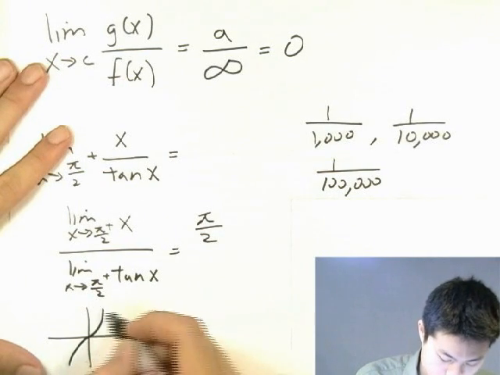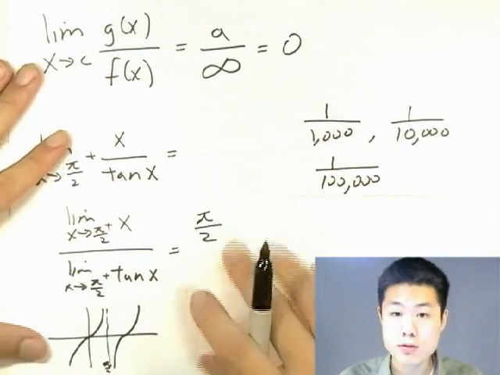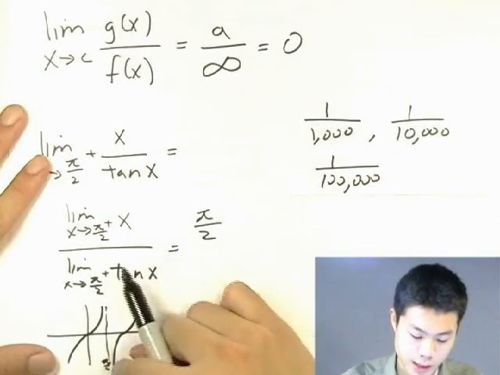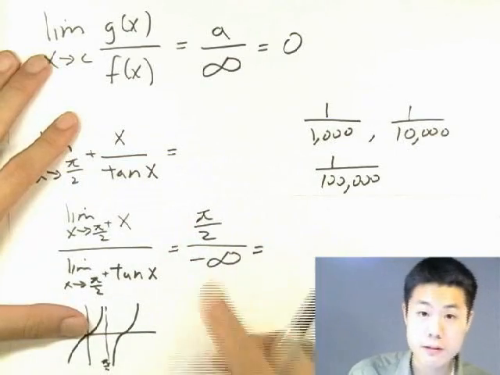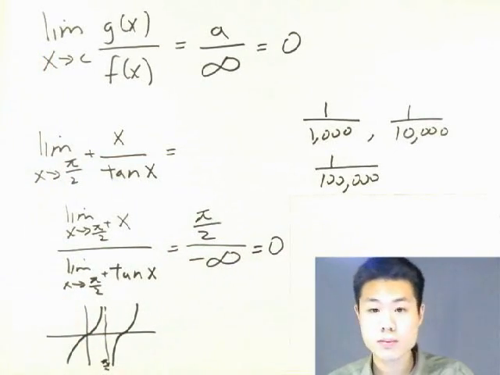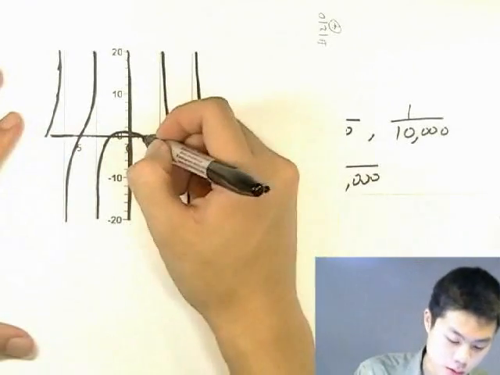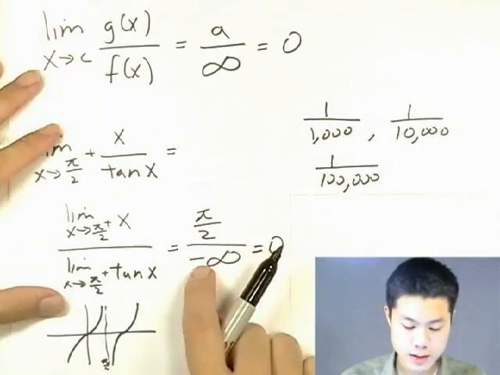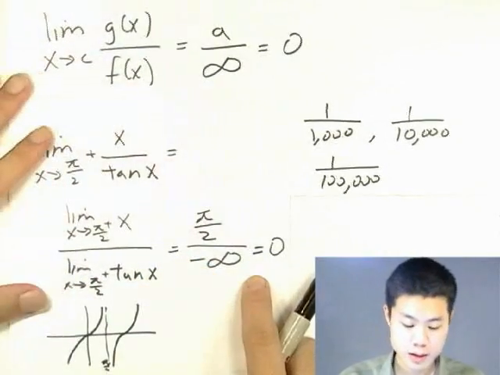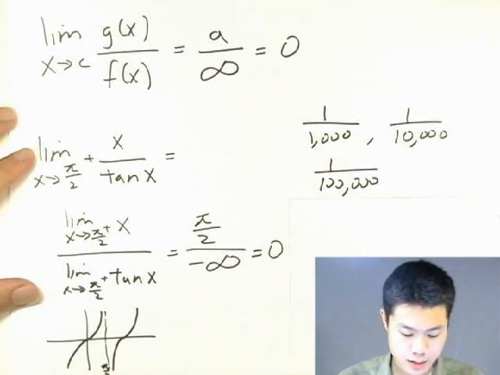So tangent is like this, and you have pi over 2 here. If we take the right hand limit, that means you're coming from the right, so we go down to negative infinity. Well then, in this case, you have infinity in the bottom, so it's going to go to 0. If you take a look at the graph here, that's the case. We're going to 0. This is pi over 2 right there. So it goes to 0. Notice that in this case, the sign doesn't matter, as I said before, because we're still approaching 0. And that's about it.